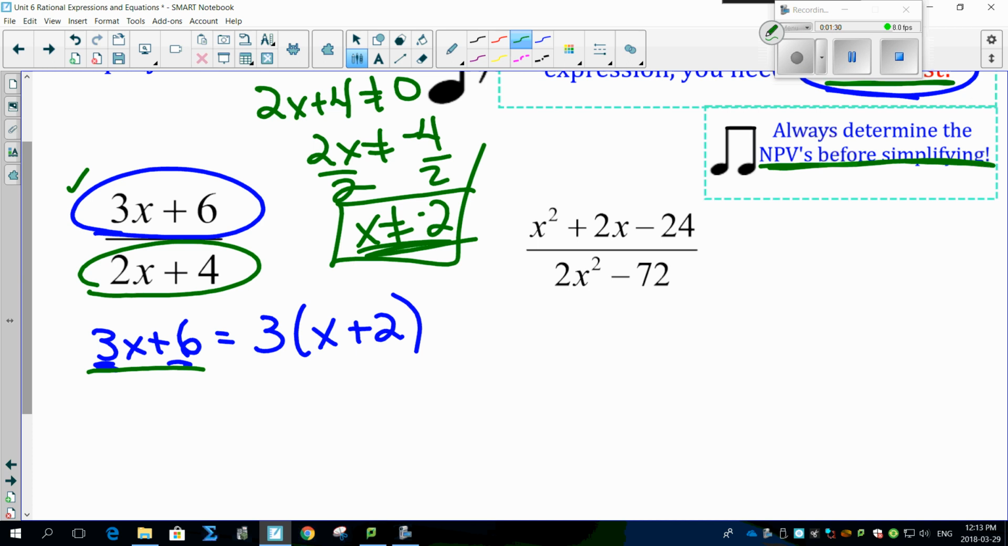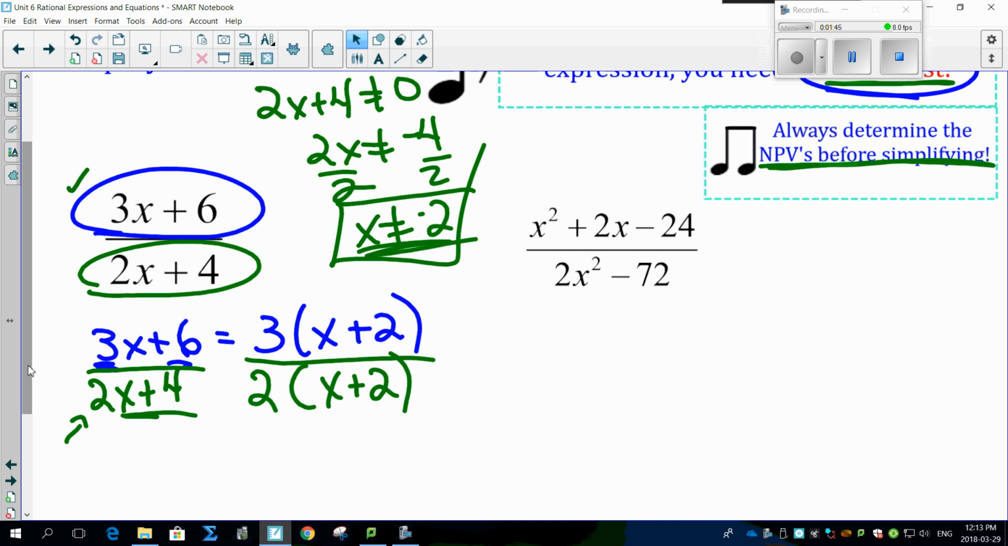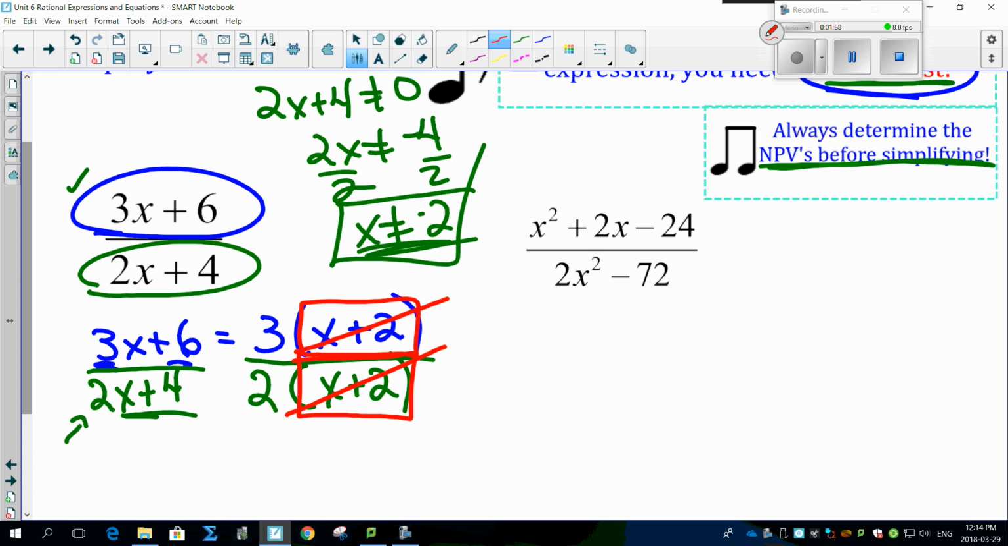Look, this is over 2x plus 4. And look what you can take out of this guy right here. You can take out a 2. And if you take out a 2 here, look what you're left with. X plus 2. Aha. Now, check this out. This is the coolest part. You know and I know that things that are on the numerator and the denominator, they can cancel, which leaves you an answer of 3 over 2. Done. That's all you have to do.